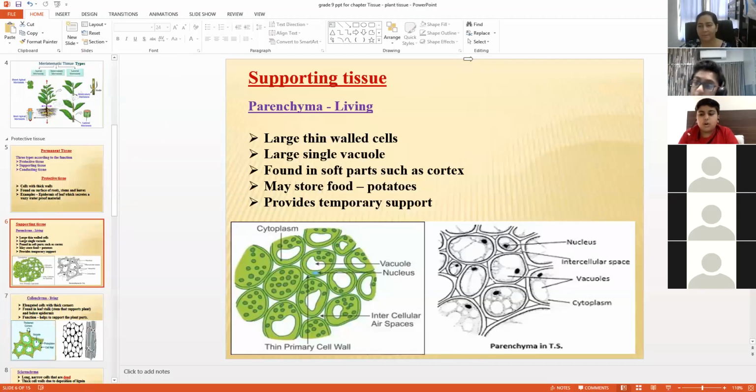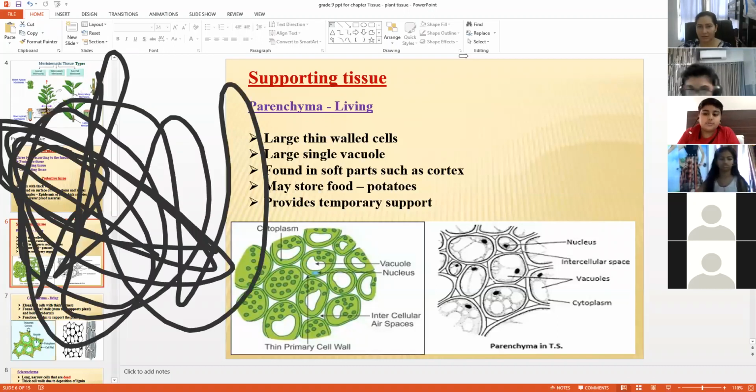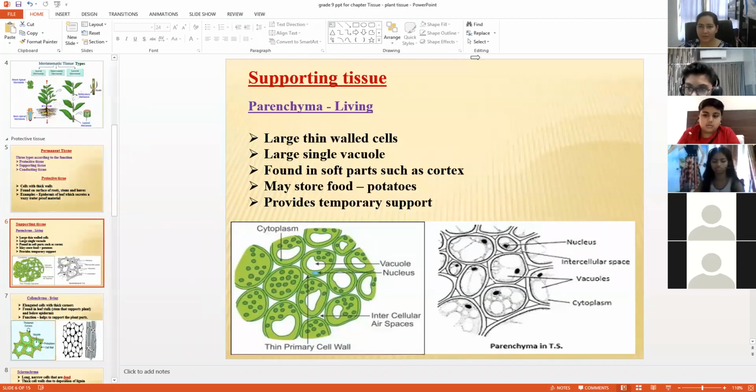So for the lifespan of the plant, it is living? Yes, parenchyma is living. There are some parenchyma cells which are living and some cells which are dead. I'll come to it later. Parenchyma is a permanent tissue.